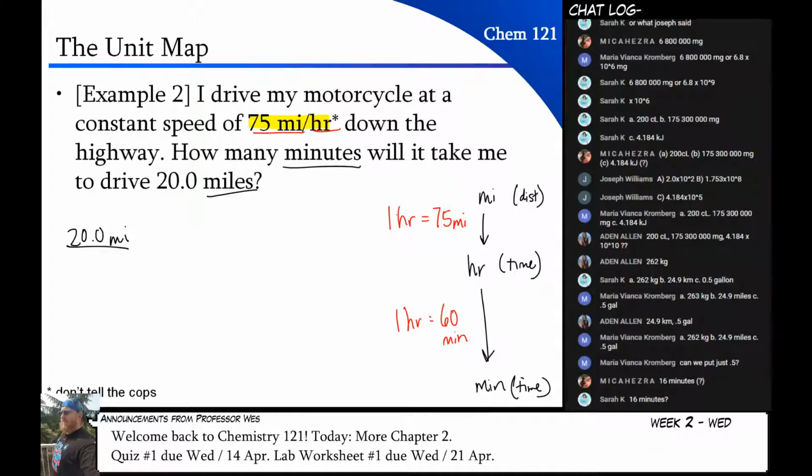And we do it the same way we did it before. I don't want this unit, so something's got to get canceled out down here. It's just that now I'm setting up with this relationship that's very different. And then I can turn hours into minutes the same way to be able to solve the problem. So let's go fill in the numbers. There are 75 miles in 1 hour if we're going at this speed. And there are 60 minutes in an hour.